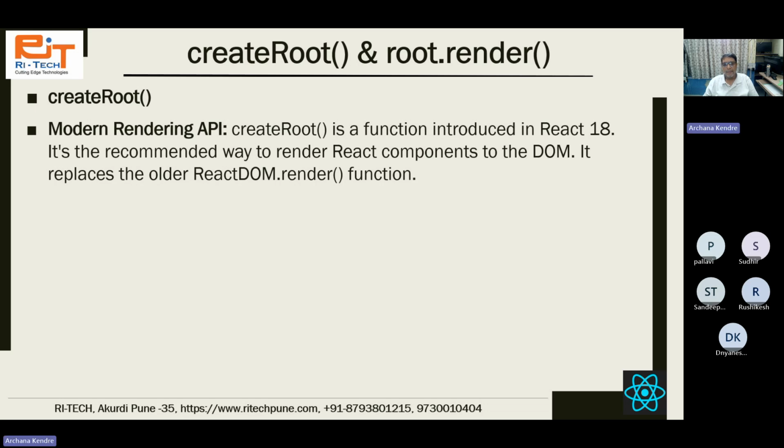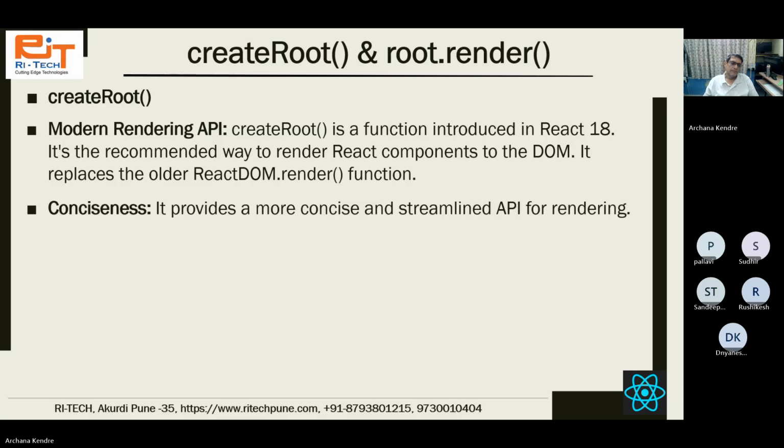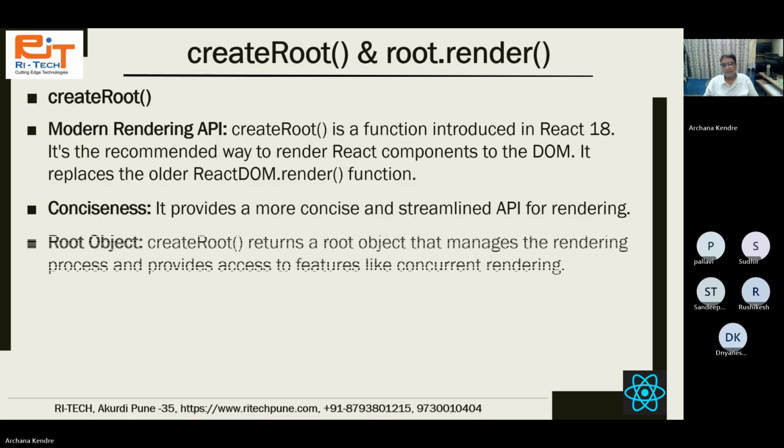Before React 18, we used ReactDOM.render to render things in the browser. From React 18, we use the createRoot method to render the React component to the DOM. So what is the advantage of this new method? Conciseness: it provides a more concise and streamlined API for rendering. Root object: createRoot returns a root object.